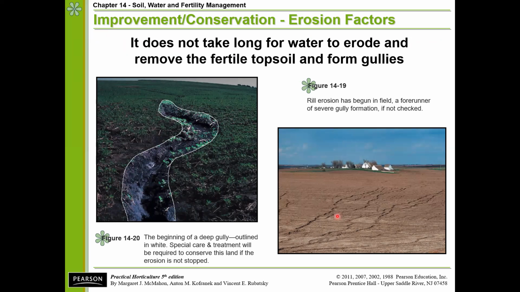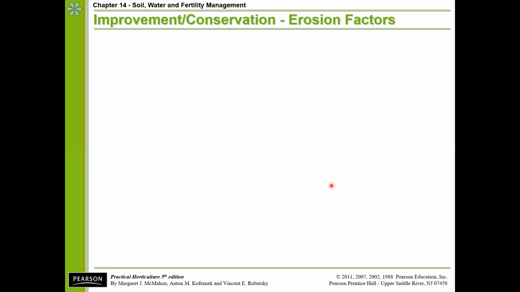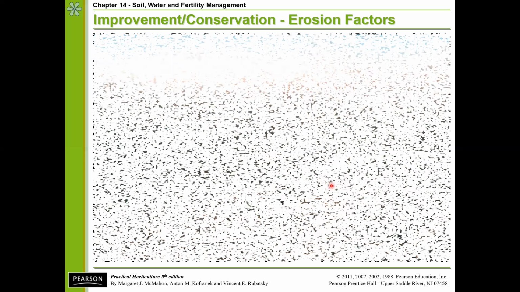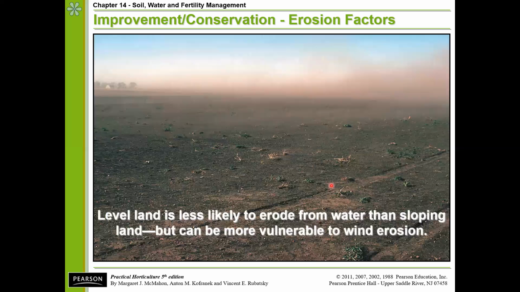Here it is on bare soil. You can kind of see that it's even more subject here. On a relatively flat land here, it still happens. It's obvious, I think, that level land is less likely to erode from water. It still can, though. I mean, is any land perfectly level? No. You want there to be some drainage from that land, so usually there is some slight slope to it. More flat land is less susceptible to water erosion, but it can be more vulnerable to wind erosion.